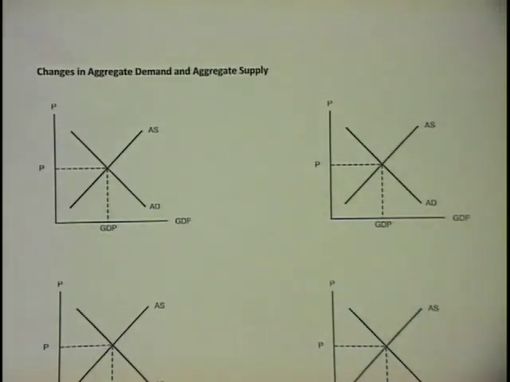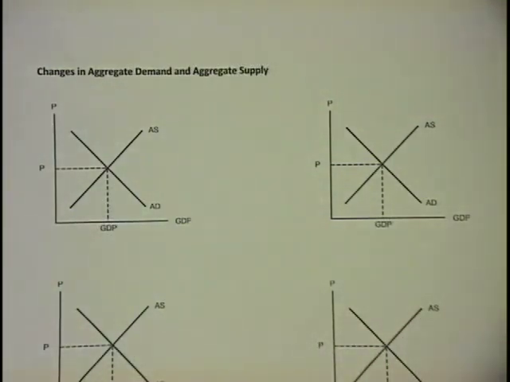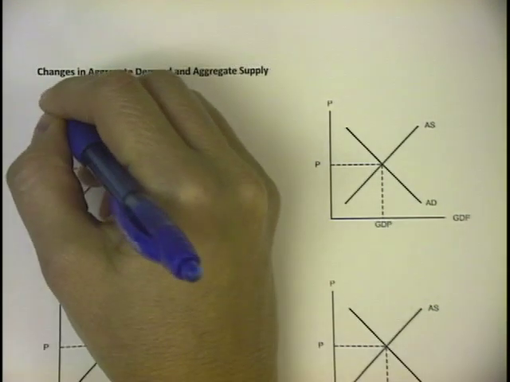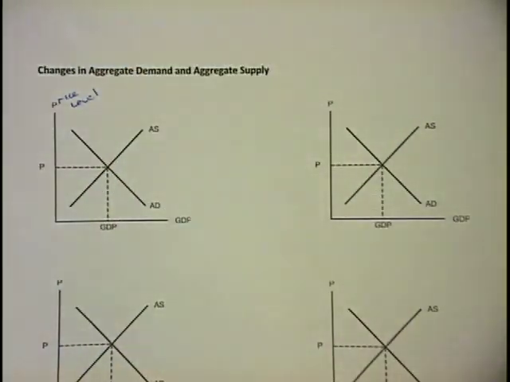For this one we want to talk about changes in our aggregate demand and aggregate supply. Now, instead of looking just at price and quantity like we would in the demand and supply graphs, now we're looking at the overall production and demand for goods and services for the economy. So the P now is basically our price level instead of just the price, and then our gross domestic product.